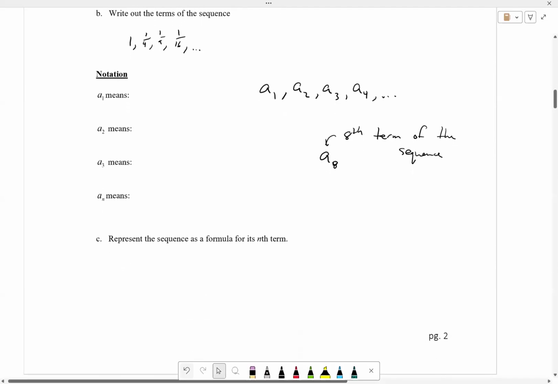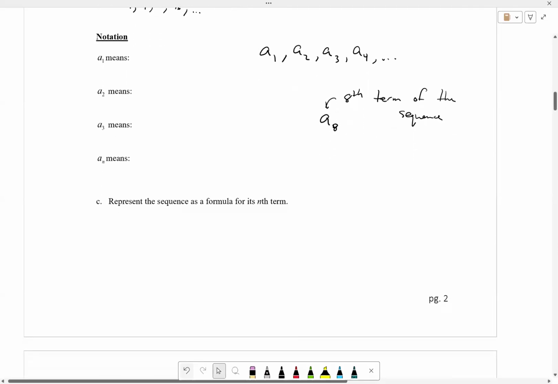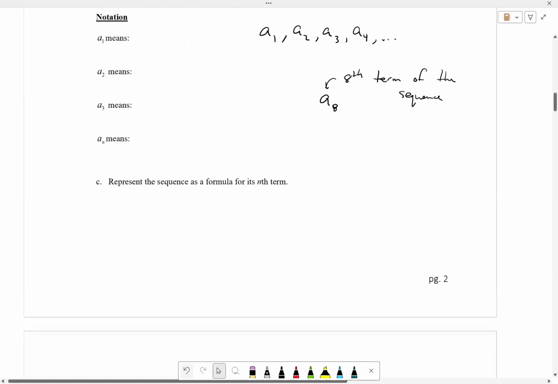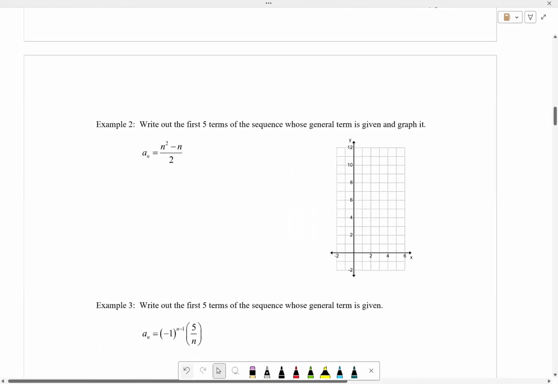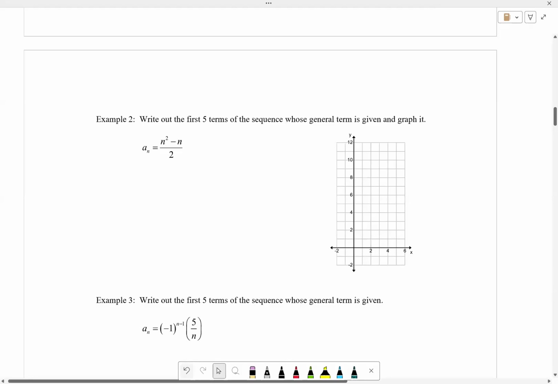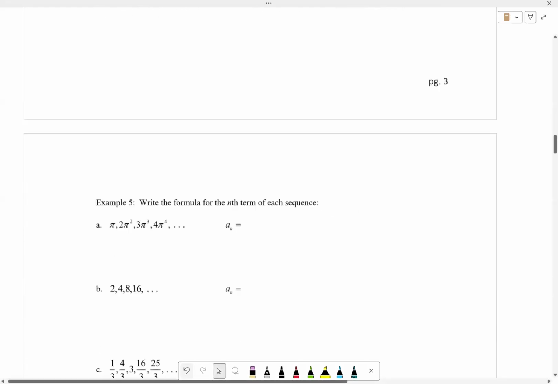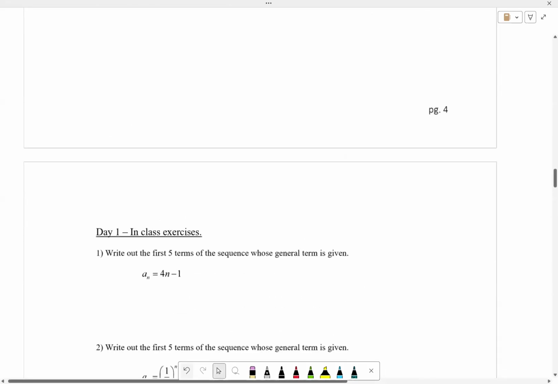Represent the sequence as a formula for its nth term. We need more information, so I'm going to skip that part for now and go on to here. Example 2: write out the first 5 terms of the sequence whose general term is given and graph it. This is called the nth term.